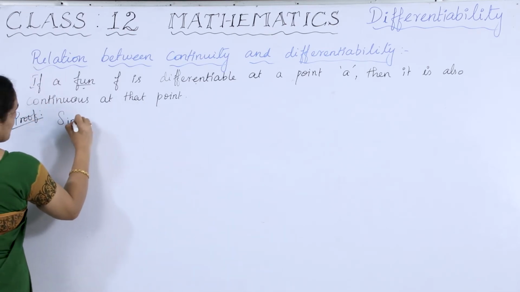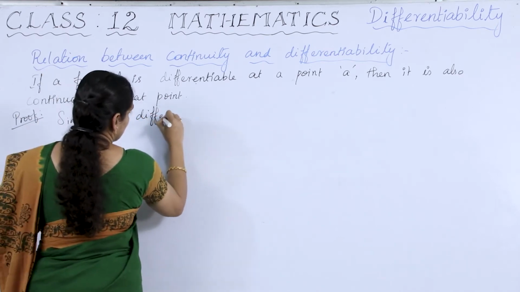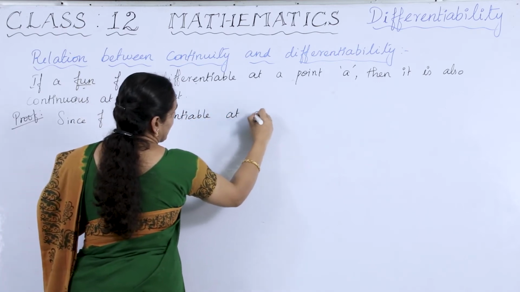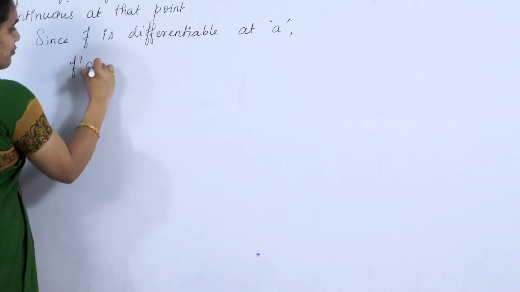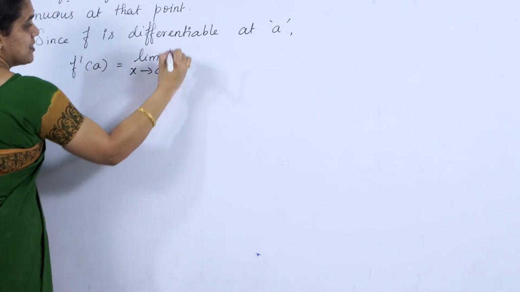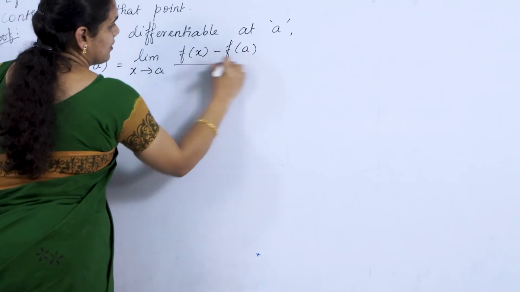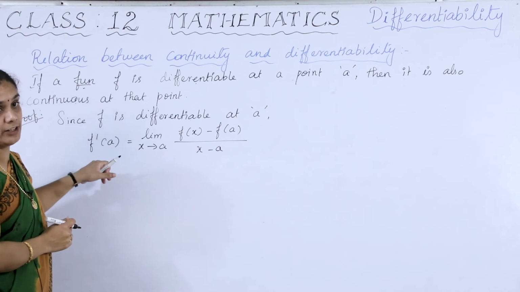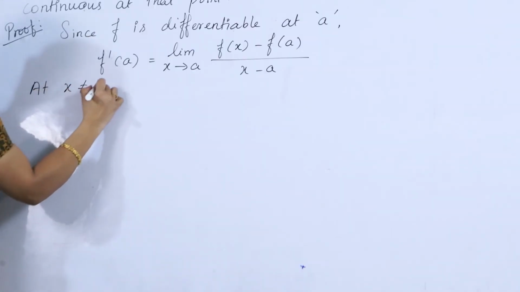Since f is differentiable at a, we get f dash of a is, by definition, the limit as x tends to a of (f(x) minus f(a)) by (x minus a). This limit will exist, right? And it is also equal to a finite value. At x not equal to a.